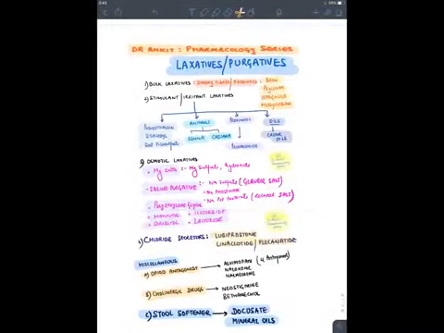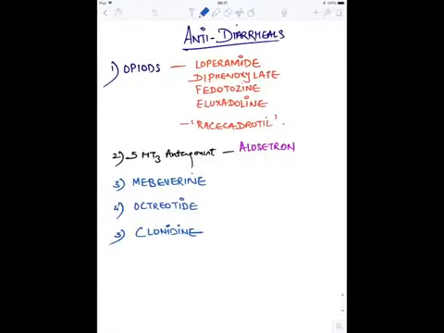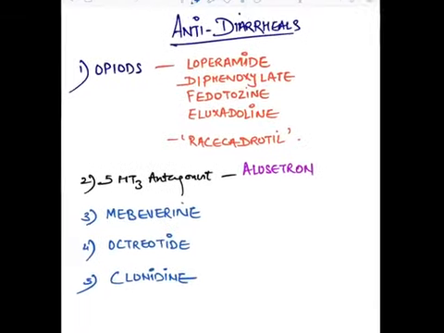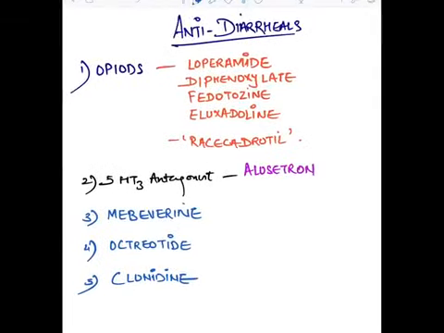Okay. Now similarly we have certain drugs which are given for the treatment of diarrhea. Now we have certain anti-motility drugs like opioids, loperamide, which is a non-addictive opioid, and diphenoxylate, an addictive opioid which reduces motility. Hence we combine atropine with diphenoxylate to reduce the motility. We have certain new drugs like fedotozine, eluxadoline and asimadoline.